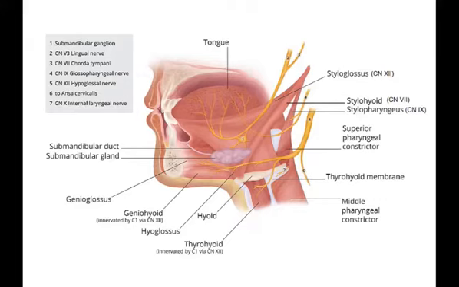So, if you are asked what provides taste fibers to the tongue, you would reply correctly. The anterior 2/3 are supplied via the chorda tympani that comes from the facial nerve. The posterior 1/3 comes from the glossopharyngeal nerve.